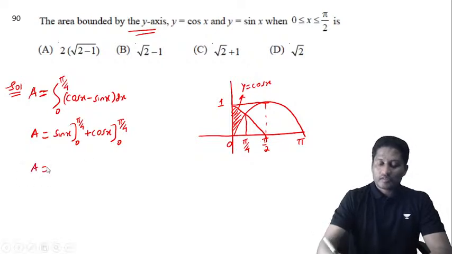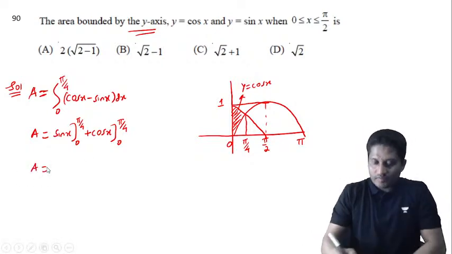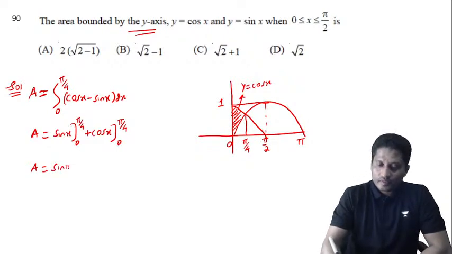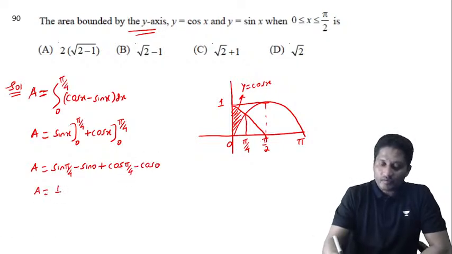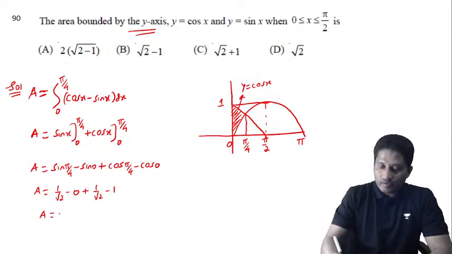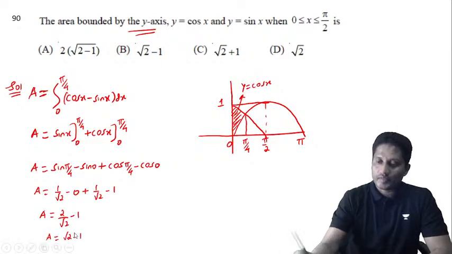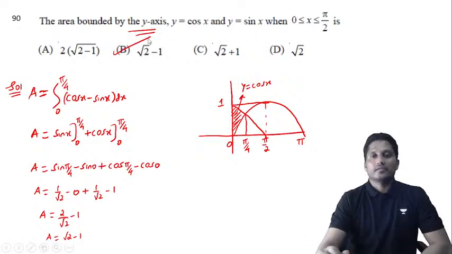Now if I substitute, upper limit will be equal to sin 45 and lower limit is equal to sin 0. Upper limit is cos pi by 4 and lower limit is cos 0. Sin 45 is 1 by root 2. Sin 0 will be 0. Cos 45 is 1 by root 2. Cos 0 is 1. Area is equal to 2 by root 2 minus 1. 2 by root 2 will be equal to root 2. So this is root 2 minus 1 square units. Answer is option B.